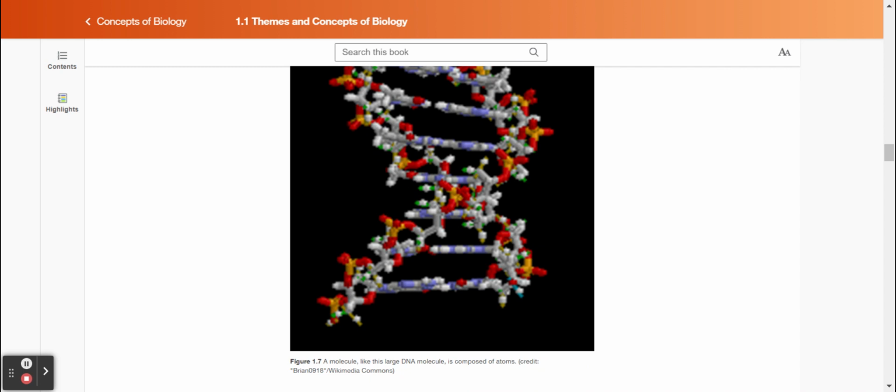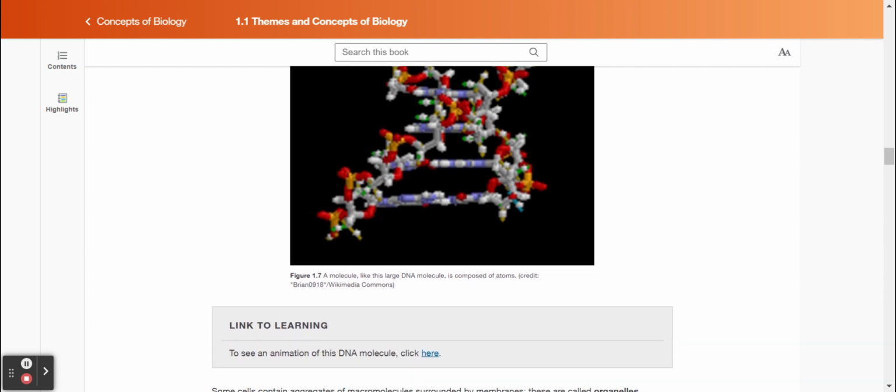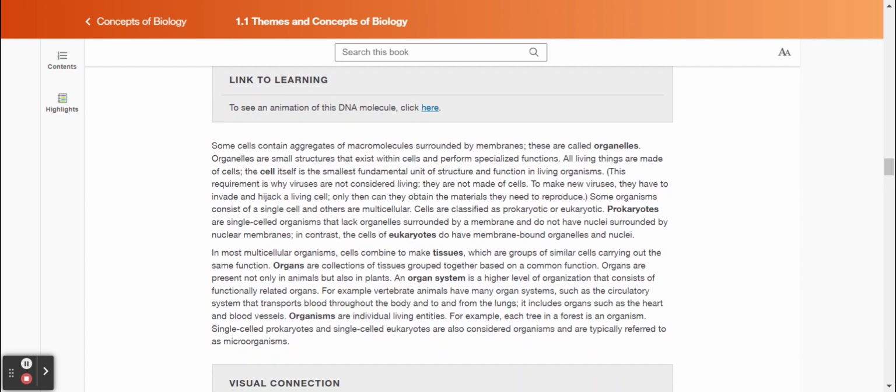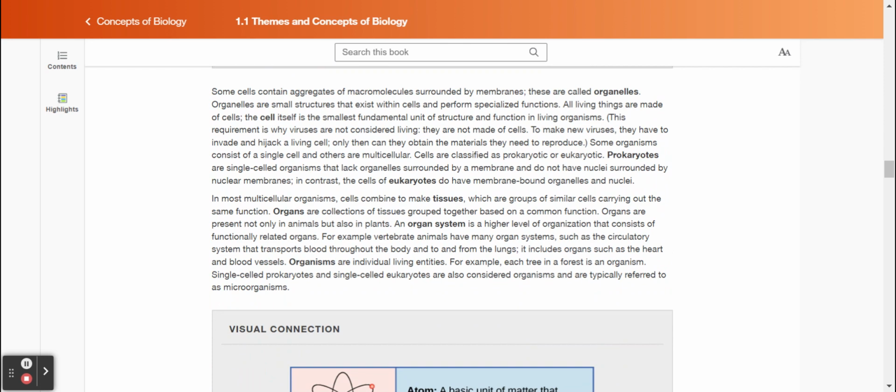Figure 1.7. A molecule, like this large DNA molecule, is composed of atoms. Some cells contain aggregates of macromolecules surrounded by membranes. These are called organelles. Organelles are small structures that exist within cells and perform specialized functions.